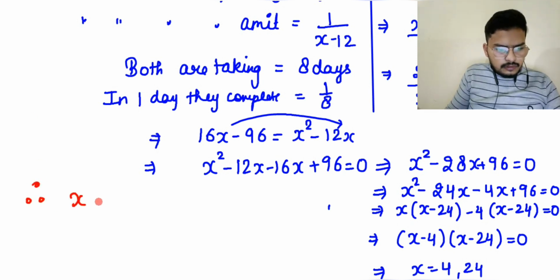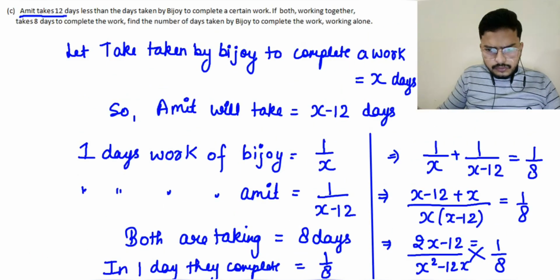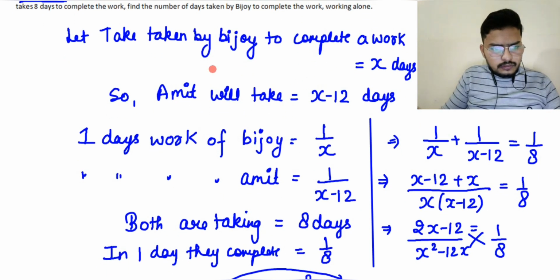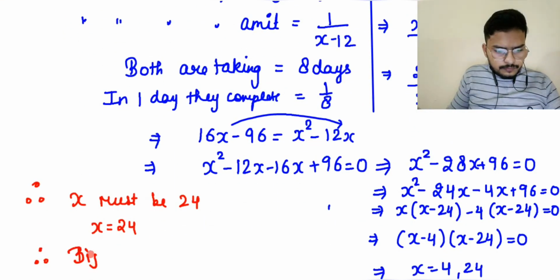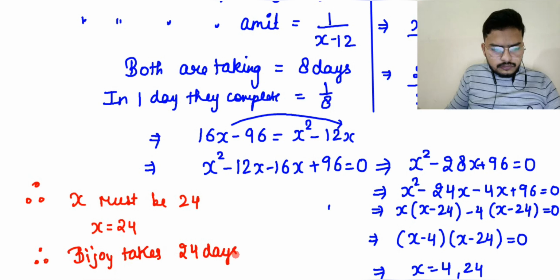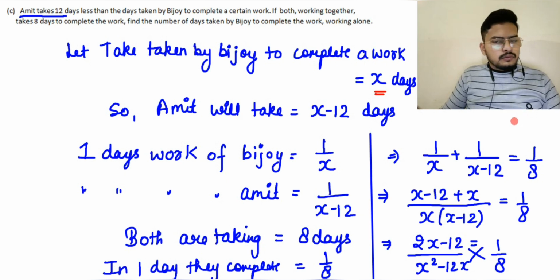Therefore x must be 24. So the value of x must be 24 here. The question asks how many days Bijoy takes to complete the work, and Bijoy takes x days if he is working alone. So Bijoy takes 24 days to complete the work. So this is your answer. That's it.